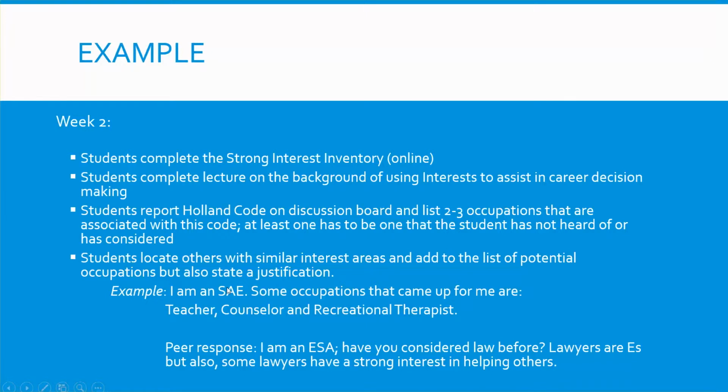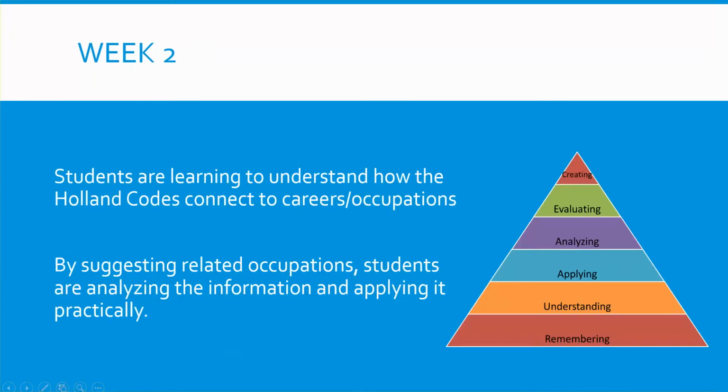So this is where students are really moving up Bloom's taxonomy from remembering and understanding to applying and analyzing the information that is being generated for them, or by them really, from completing the Strong Interest Inventory.